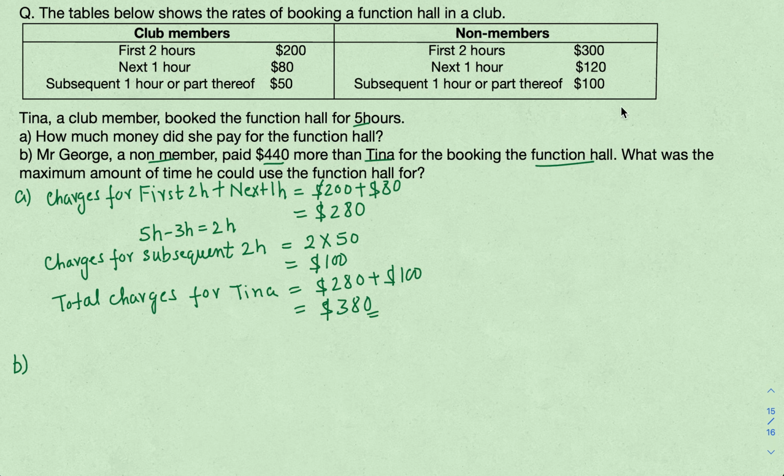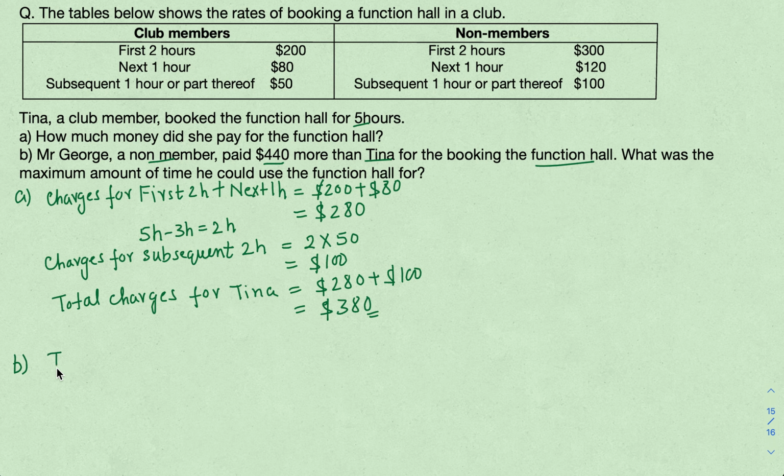So these are the rates applicable for Mr. George, and we know that he has paid 440 more than Tina. How much did Tina pay? It's 380. So we need to find out what was the maximum amount of time he could use the function hall. So let's find out how much he has paid.